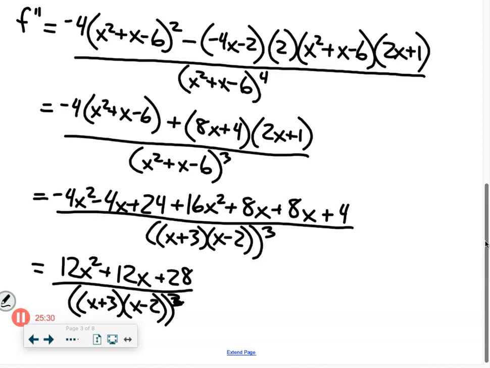I didn't feel guilty about this because I know in WebAssign you've gotten a lot of problems in the last 2 months where you had a quadratic with no solution. So I know that you guys are fairly comfortable with checking your discriminants first. So the discriminant is b squared minus 4ac. So b squared, 144, minus 4 times 12 times 28 is going to be very much negative. There was no solution on top. So your only critical numbers were negative 3 and 2.